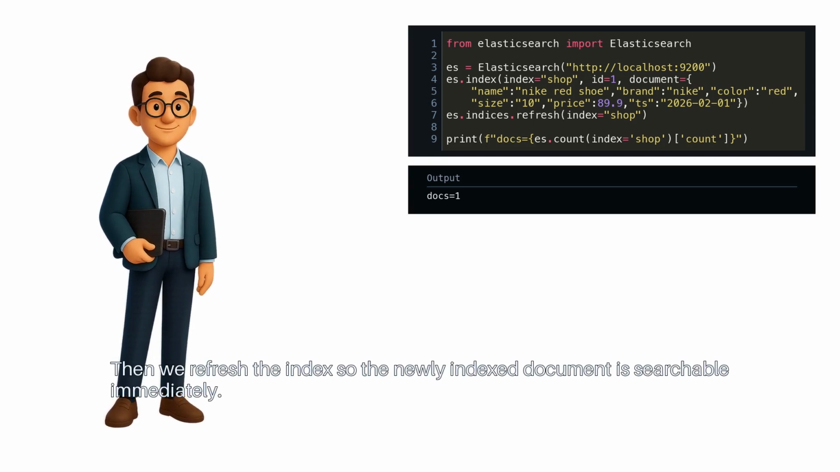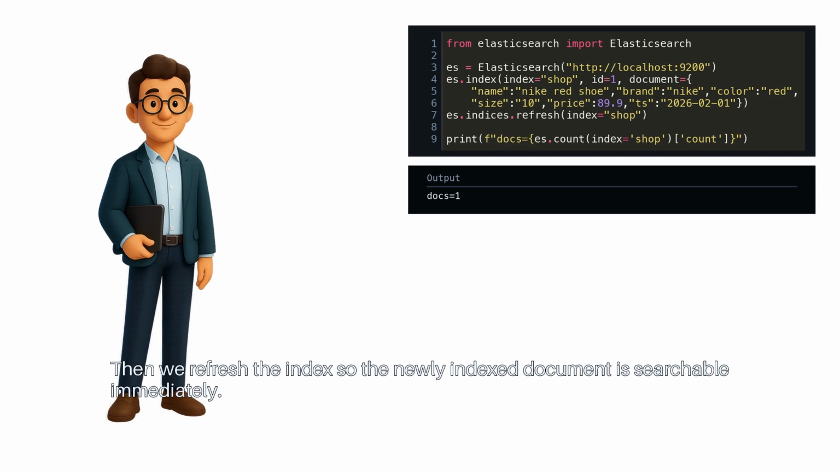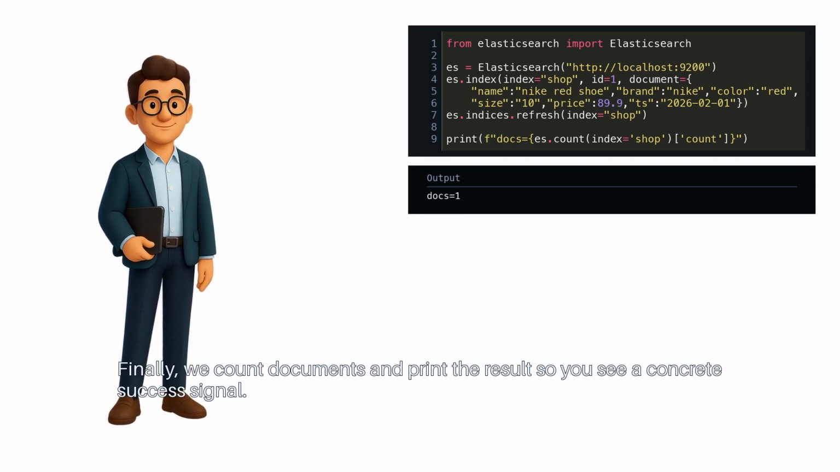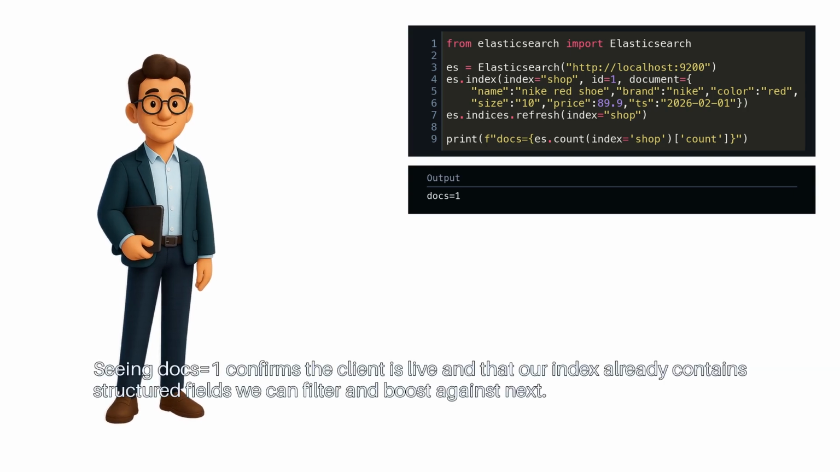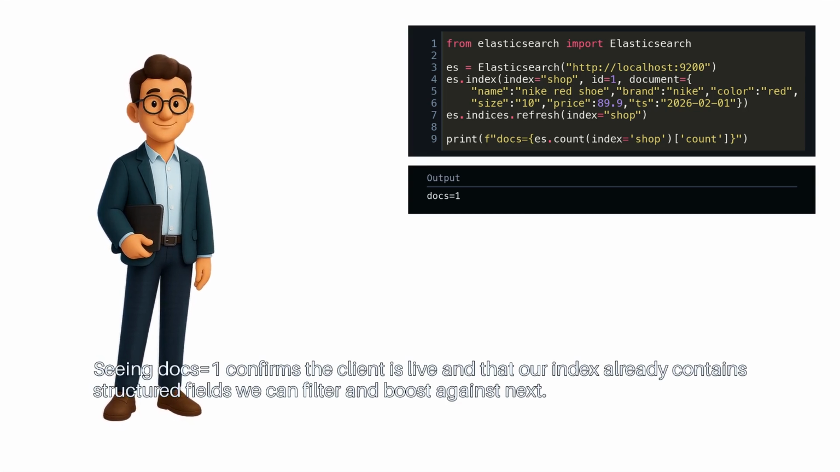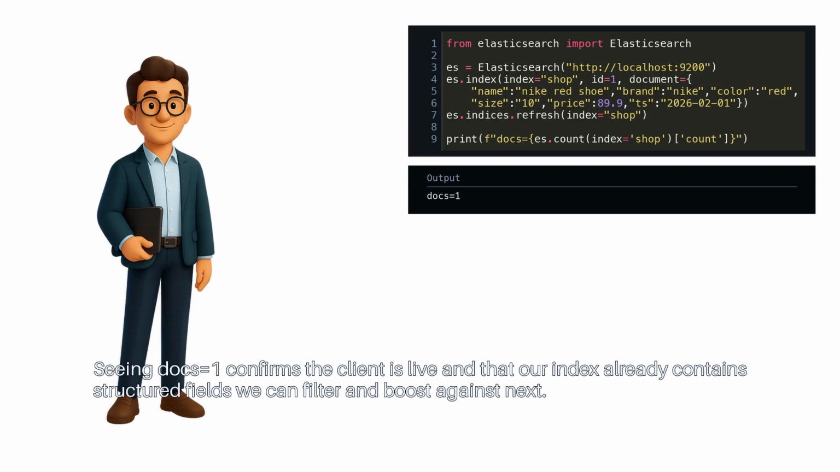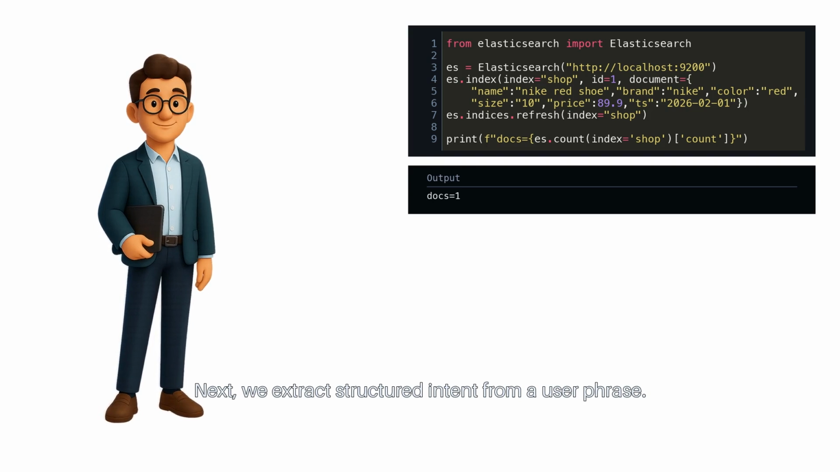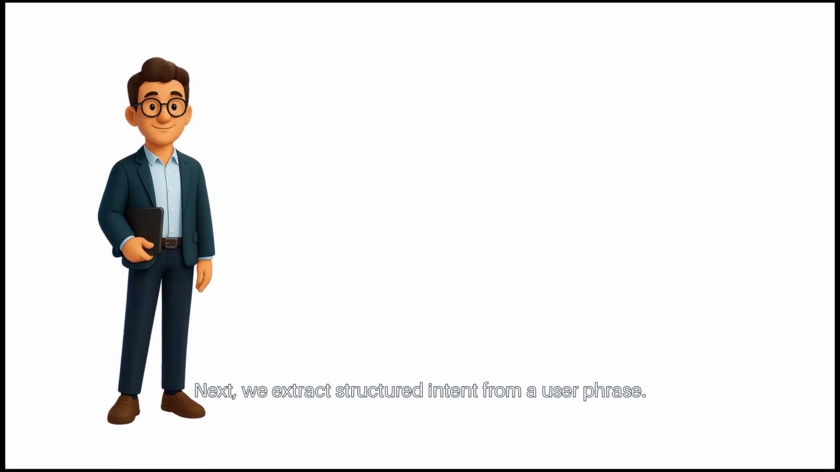Then, we refresh the index so the newly indexed document is searchable immediately. Finally, we count documents and print the result so you see a concrete success signal. Seeing docs equals 1 confirms the client is live and that our index already contains structured fields we can filter and boost against next. Next, we extract structured intent from a user phrase.